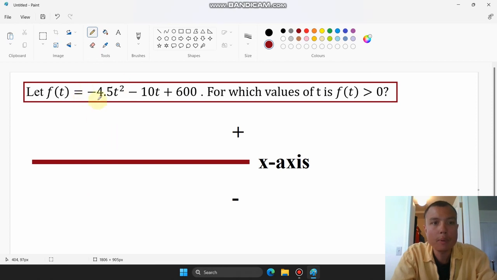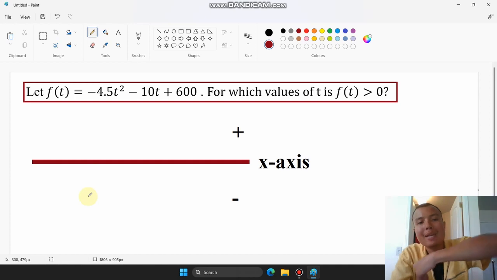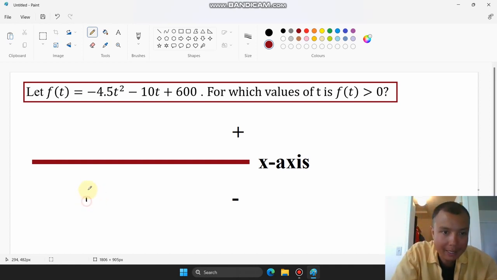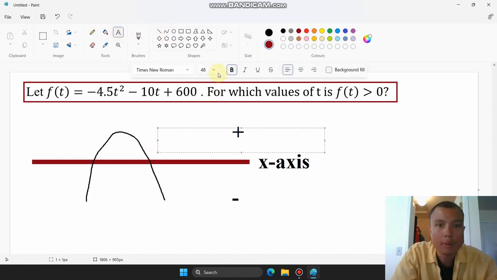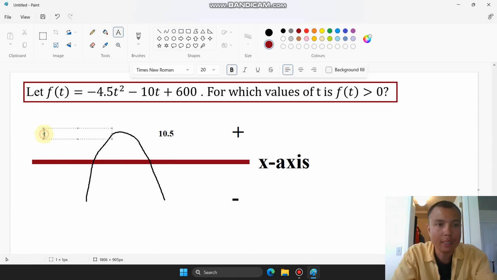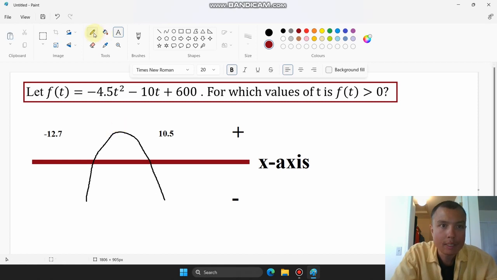Because we know that the leading coefficient, which I'm hovering over now, is negative 4.5, which is a negative number, it's going to go up, then it's going to go down. So let's do that. It's going to look something like this. Okay, and we know that this number here, which I will make slightly smaller, is going to be 10.5, this root. And the root on the left is going to be negative 12.7. I'll even put a little label here.